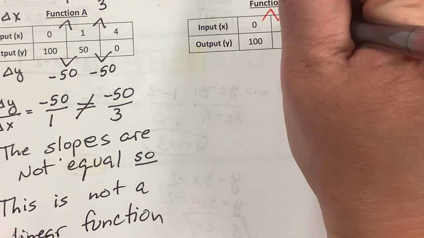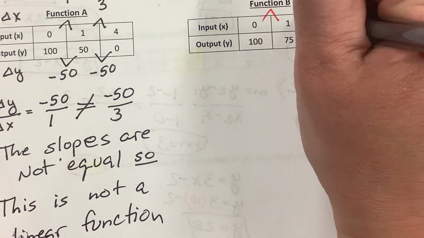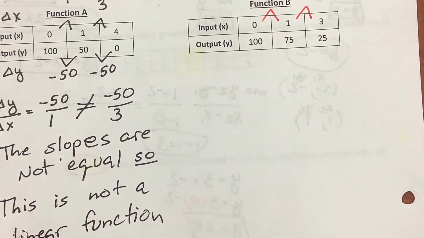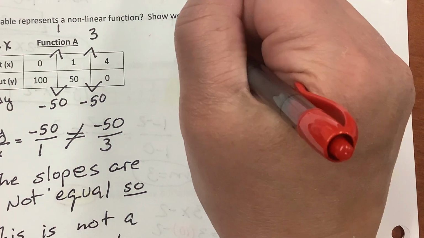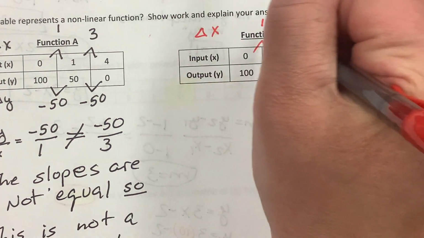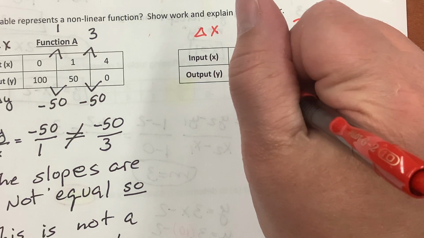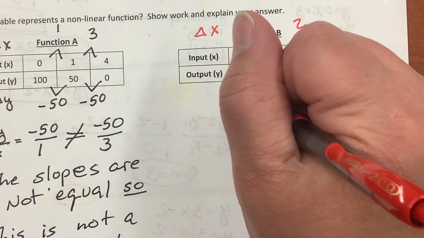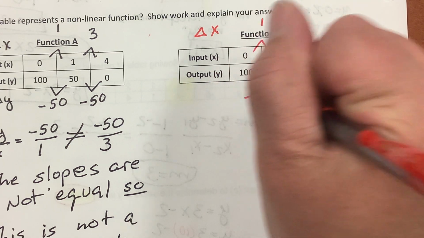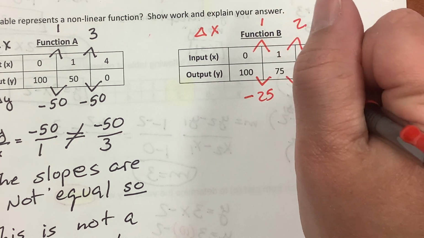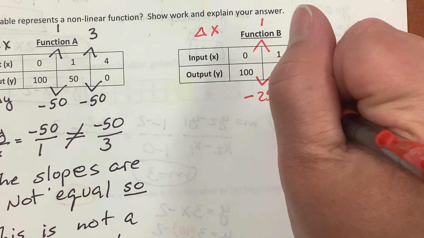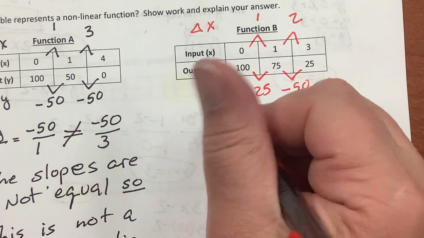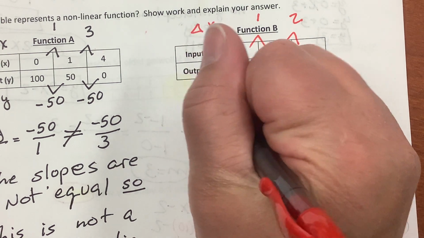To get from 0 to 1 is 1. To get from 1 to 3 is 2. So my change in x is 1 and 2. To get from 100 to 75 is negative 25, but to get from 75 to 25 is negative 50. This is the change in y.